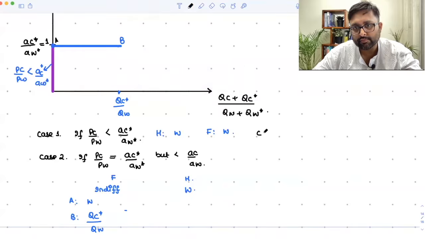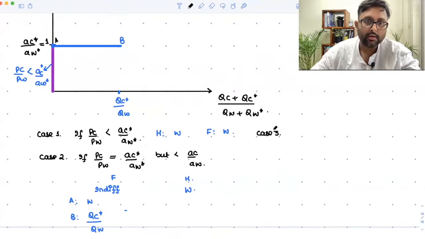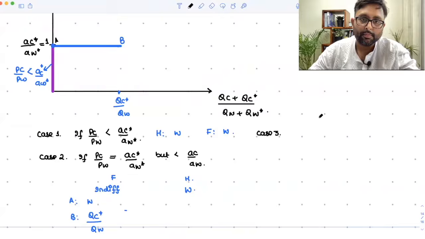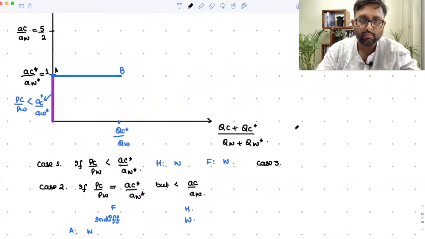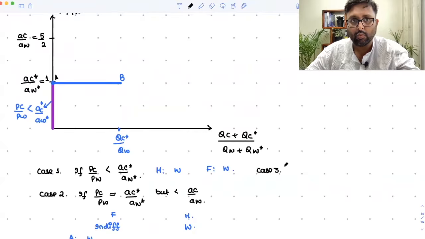Case 3 would be that PC by PW is less than 5 by 2 and greater than 1.